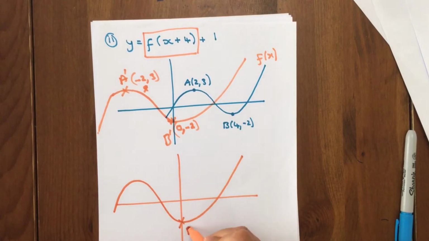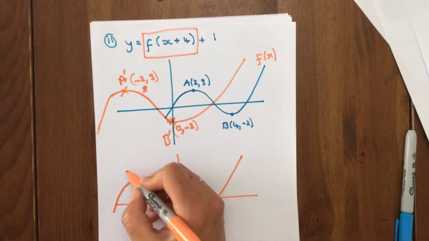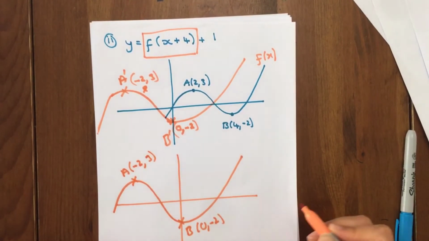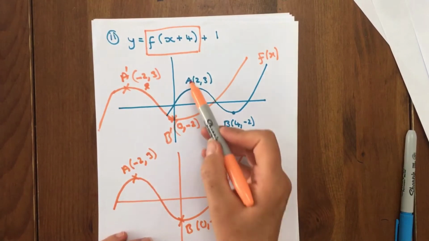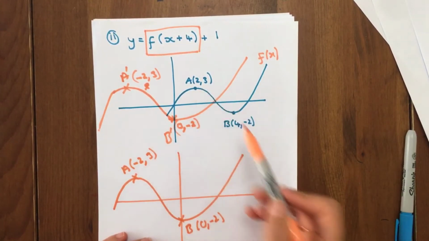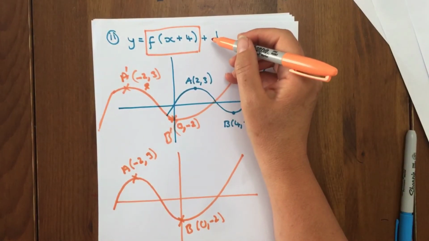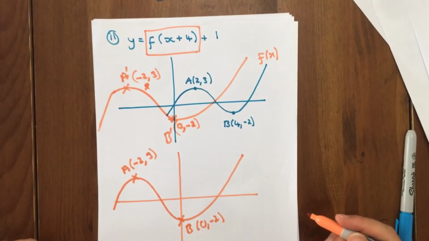Okay, so this is B, (0, -2). This is A, (-2, 3). So I've taken 4 off my x values and my y values have stayed the same. Right, the plus 1 just means the whole graph moves up 1.